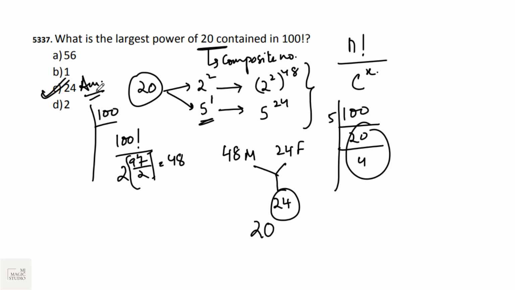Now this was the detailed discussion about how to do it for a composite number, but you can apply your simple logic that if you have 2 and 5, obviously you will get more powers of 2, and fewer powers of 5. So you can only check for 5 also in this case and you will get the answer, that is 24.